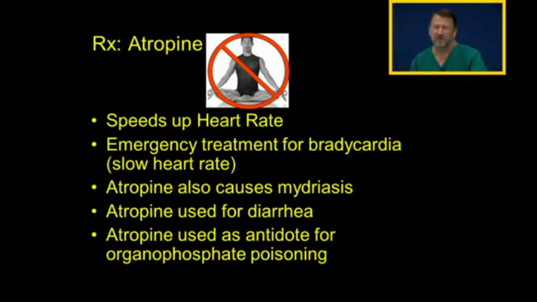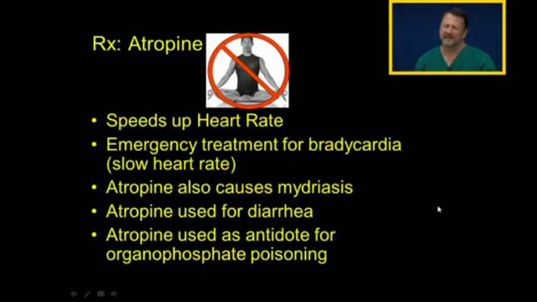Atropine is also, in the old days, it was used to dilate pupils. Atropine causes mydriasis. Mydriasis is pupil dilation. Atropine and the belladonna alkaloids will be used for diarrhea. In the case of diarrhea, the bowels are excited and moving too much. We can use atropine to slow the system down. We're blocking the system that speeds up the gastrointestinal tract.